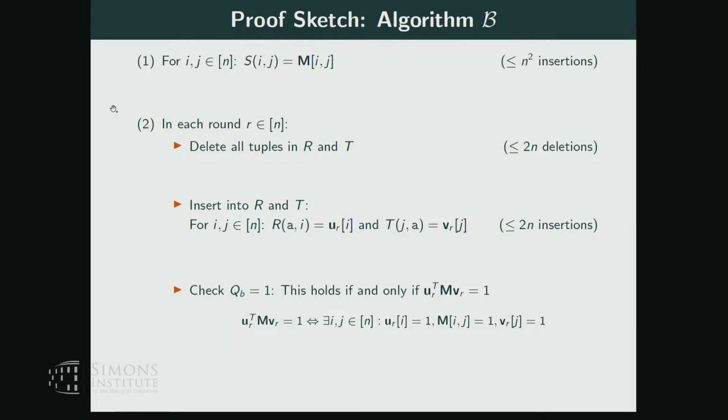Then we check whether QB is 1. This holds if and only if our vector-matrix-vector multiplication is 1, which means that there is an i and j such that U at position i is 1, M at position ij is 1, and V at position j is 1. So then B constructs a database of this size, and the big N, the size of the database, is O of n squared, small n squared.